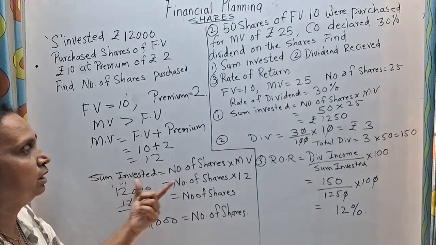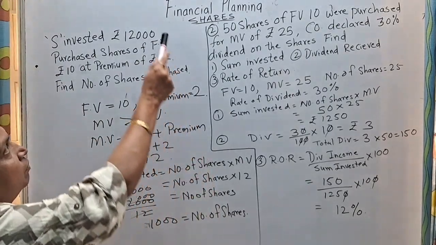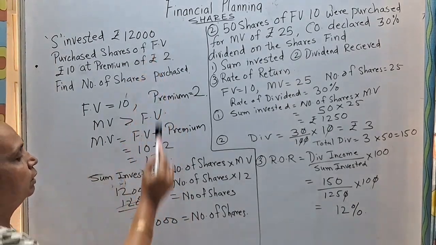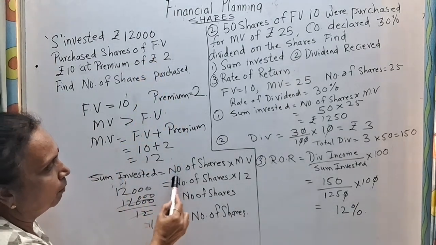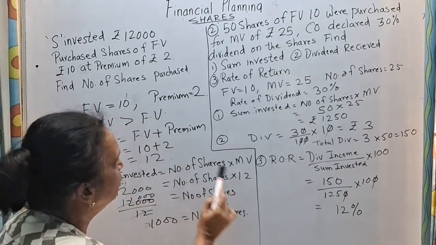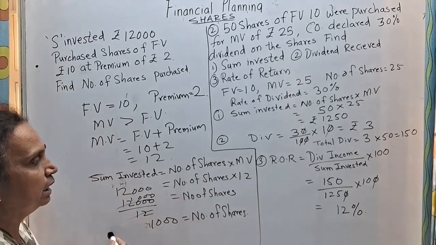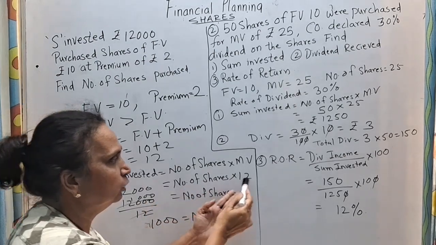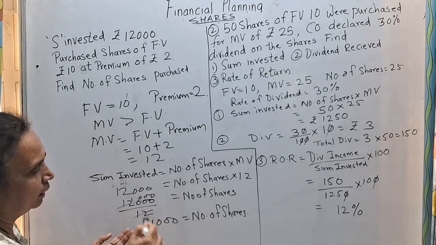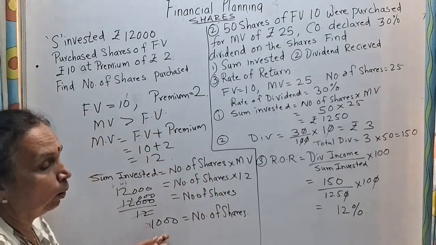Now the sum invested is again the formula number of shares into market value. So sum invested they have given us 12,000. Up till now in the sums we found out sum invested. So here they have given us, so I have just mentioned here 12,000. Number of shares they have asked us, find the number of shares. So I wrote it as it is, into just now we found out market value, into 12. And we put the variable on one side, number on the other side, number of shares as it is. This is multiplication. When it comes here, it becomes division. So 12,000 divided by 12, it is 1,000. So the number of shares they have purchased is 1,000.